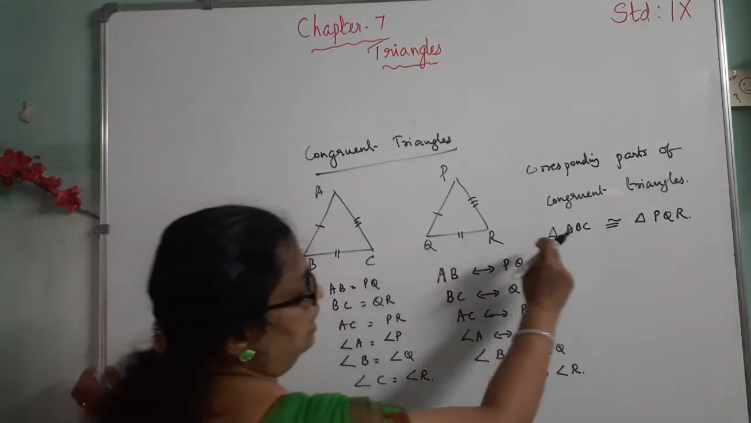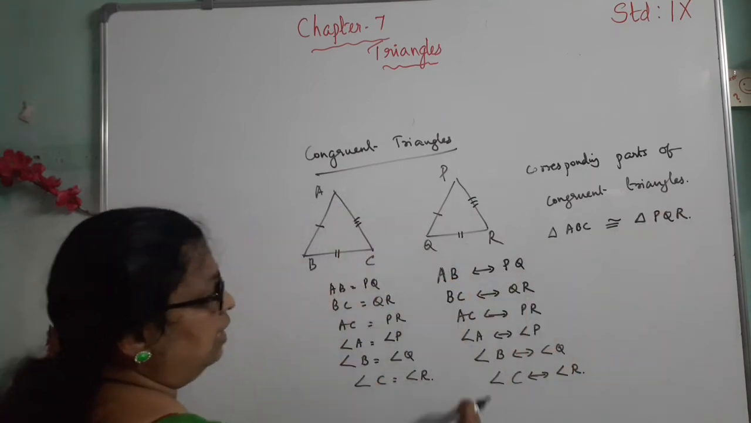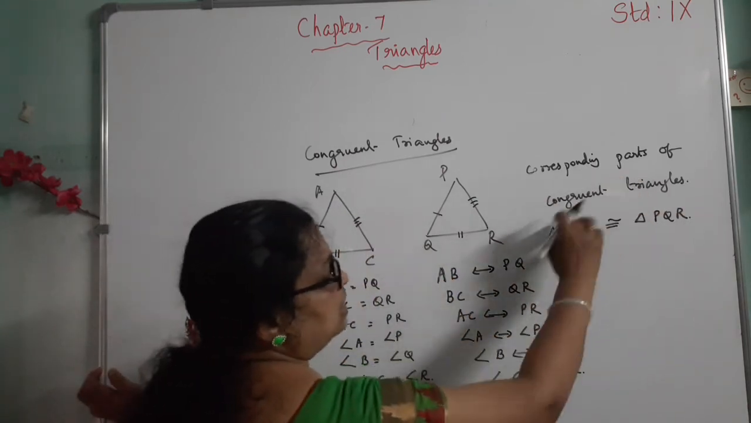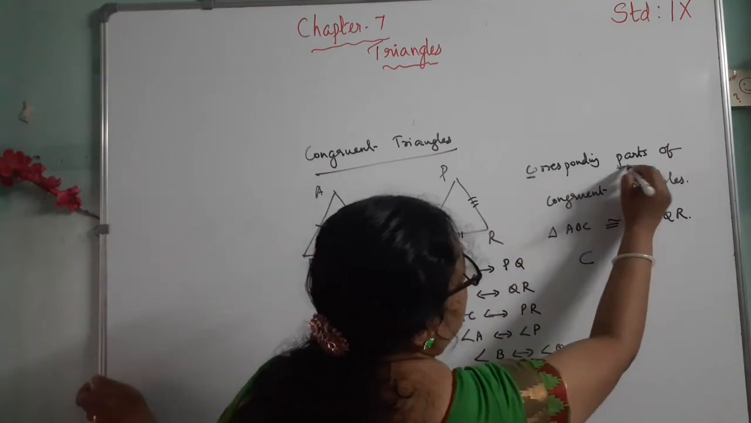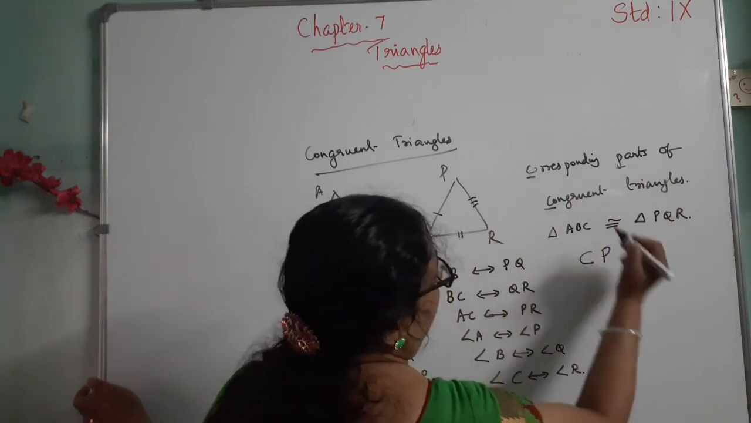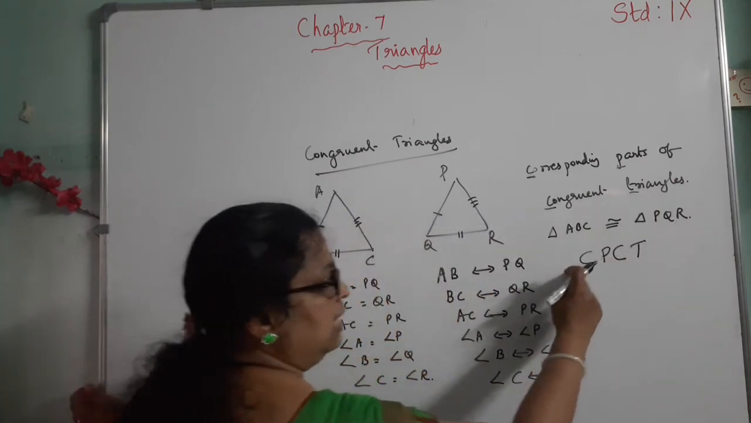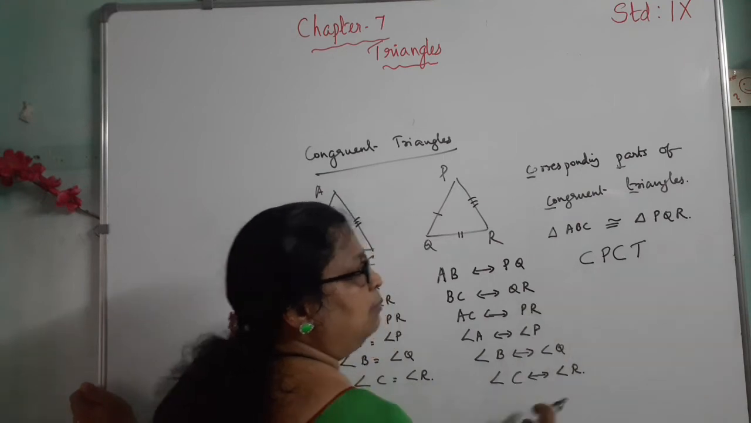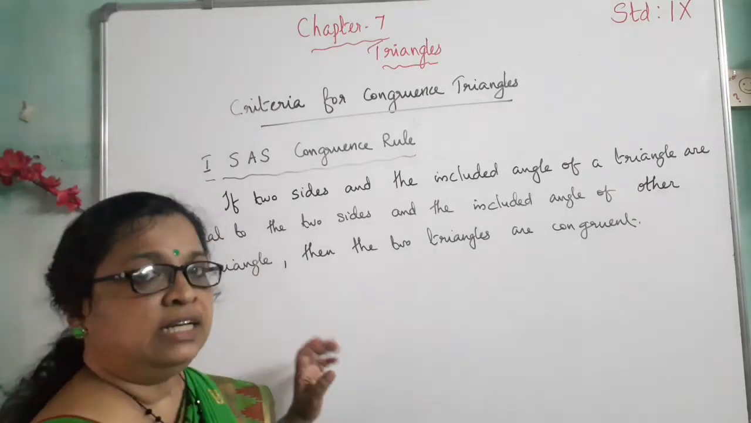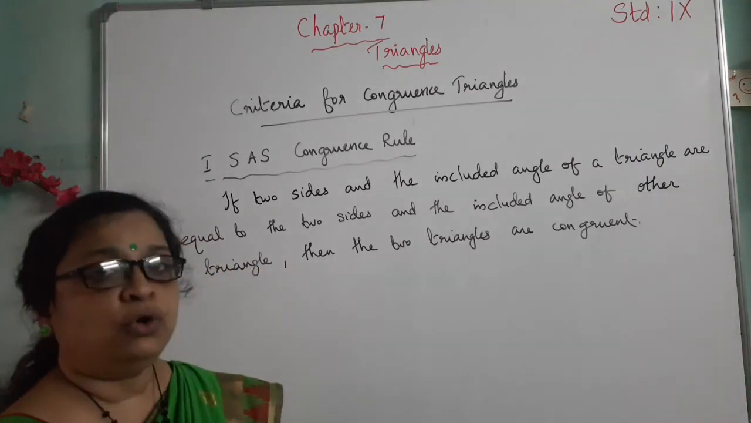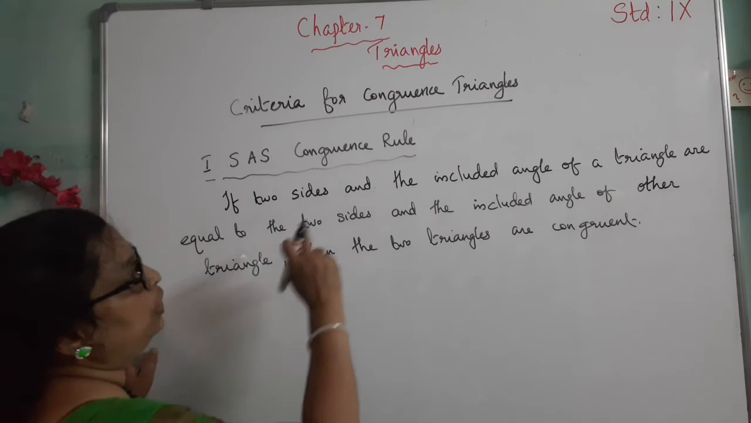Then we can say that triangle ABC is congruent to triangle PQR, and these are called the corresponding parts of congruent triangles. So in short we can write CPCT. CPCT means corresponding parts of congruent triangles. Then next we will study the criteria for congruence of triangles. The first criterion is the SAS congruence rule.